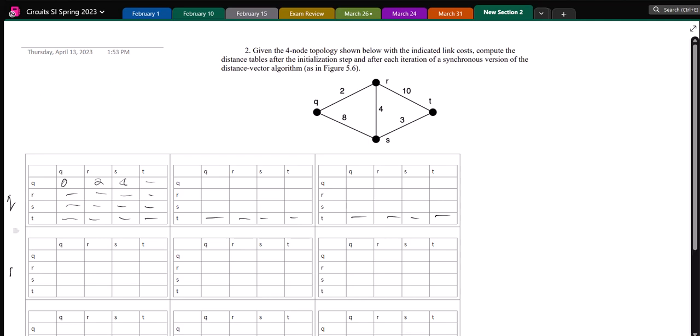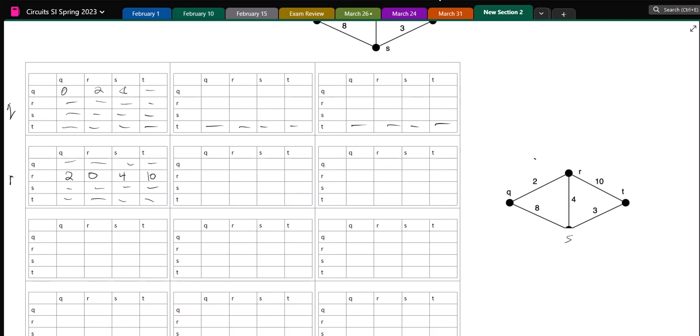R is neighbors with everybody, but right now it doesn't know, so it only knows itself. R to Q is 2, R to itself is 0, R to S is 4, R to T is 10. Okay, and next S. S to Q is 8, S to R is 4, S to itself is 0, S to T is 3.